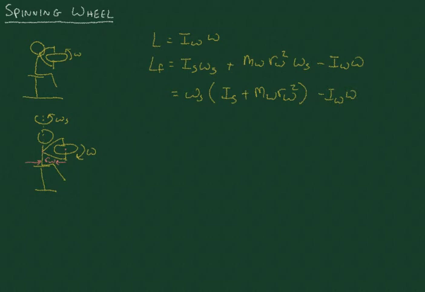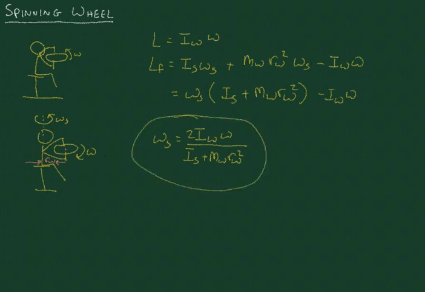So in other words, the final angular velocity is twice the moment of inertia of the wheel times its initial angular velocity, divided by the moment of inertia of the student plus the mass of the wheel times its distance from the axis of rotation squared. And so this is a pretty neat effect.